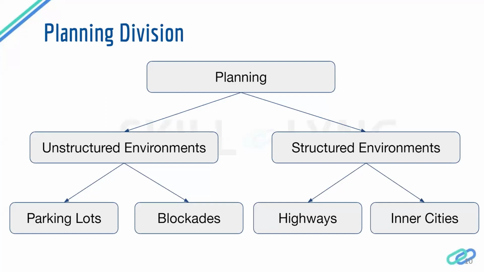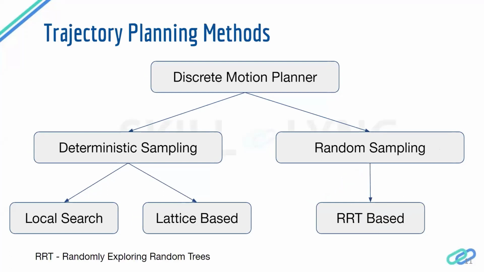So this is generally the differentiation at the top level, because the algorithms that you apply will be based on this, like where you are driving. And the next thing, we look more into the trajectory planning.